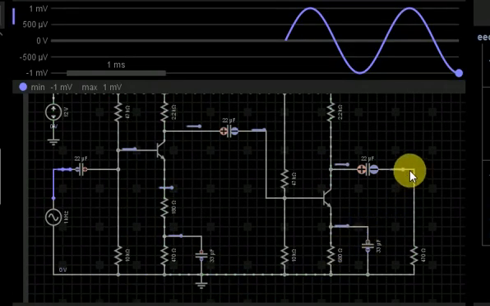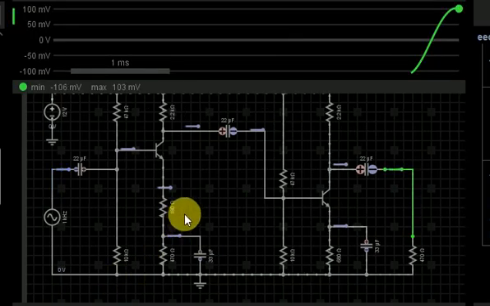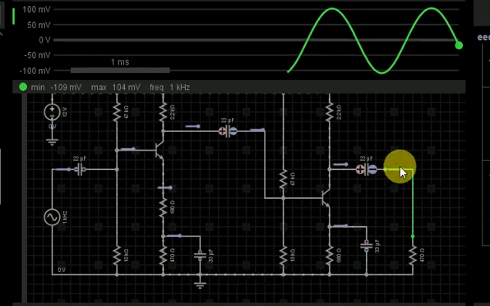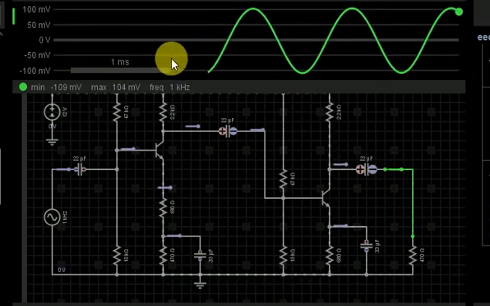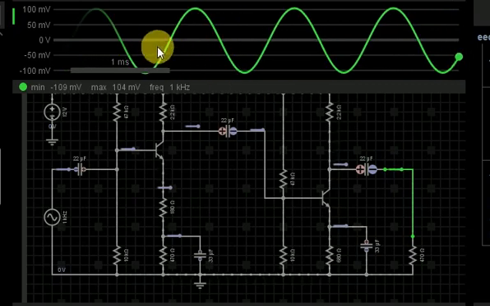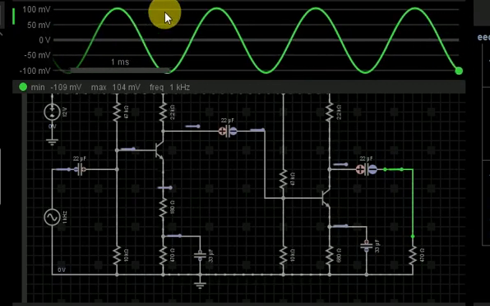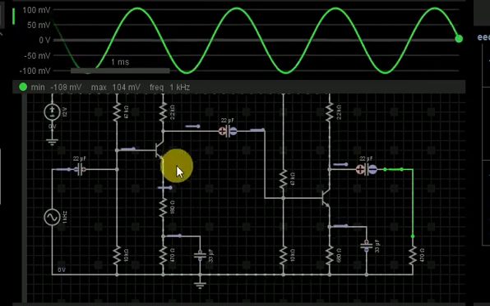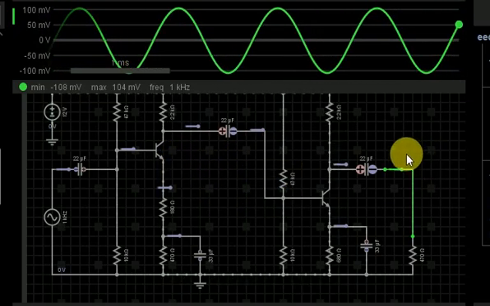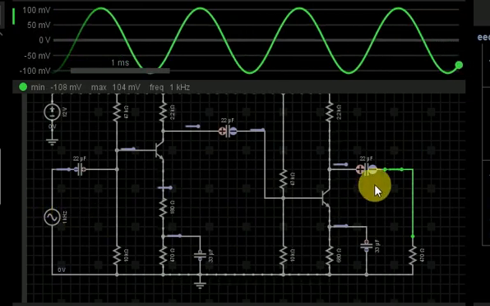Here I set the output. So now we see that at the output terminal we get the same waveform, in phase with the input signal, and with an amplitude of 100 millivolt. So our amplifier has a gain of 100, that is 100 millivolt upon 1 millivolt gives a gain of 100.